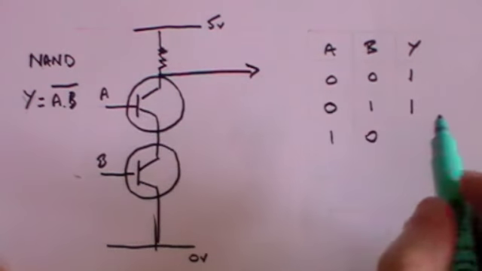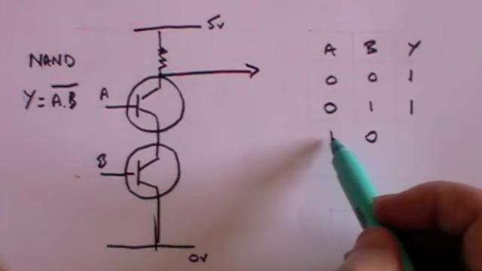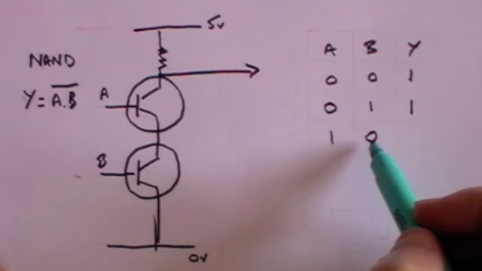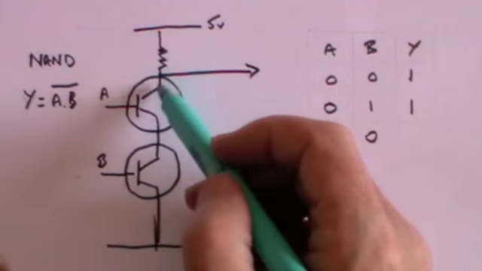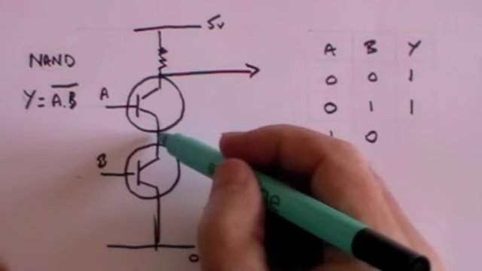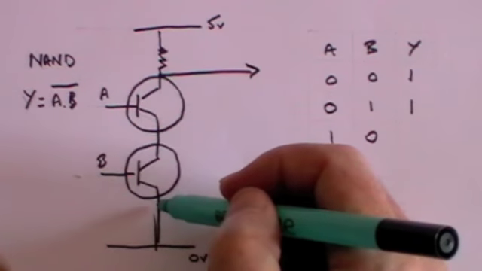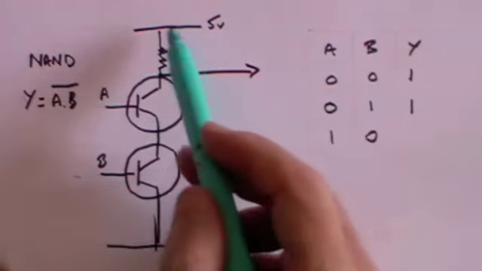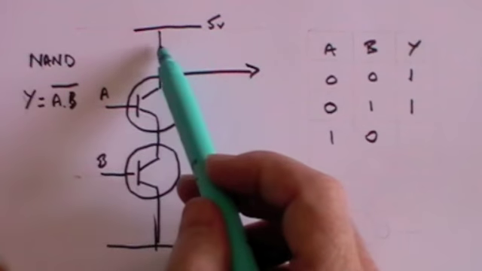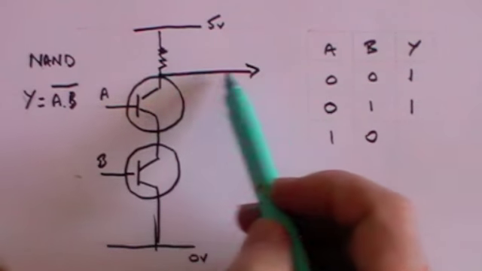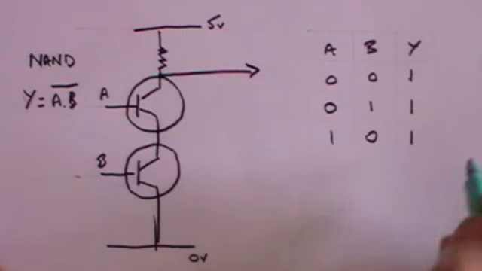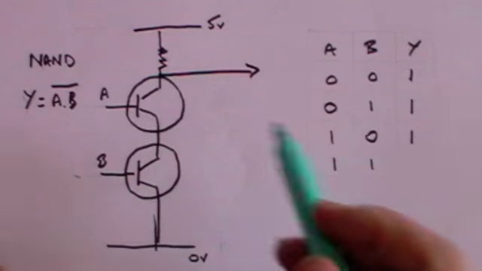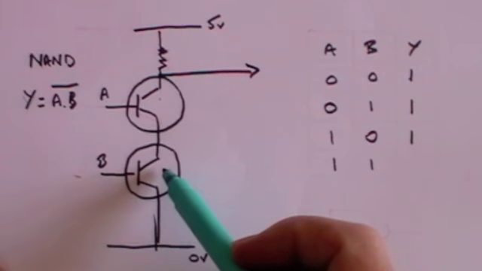And similarly, the other way around, if A has the positive voltage, B does not, then the current will flow through the A transistor, but it can't get through the B transistor because that transistor as a switch is open. Consequently, the current can go this way, some voltage drop across the resistance, but there's still a positive voltage here. But if both A and B have got positive voltages, both those switches will close.